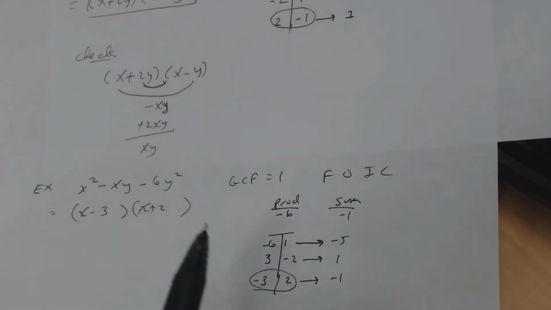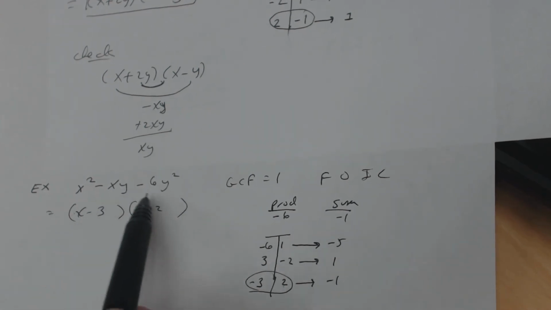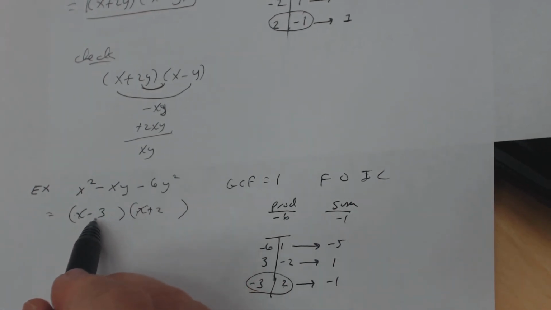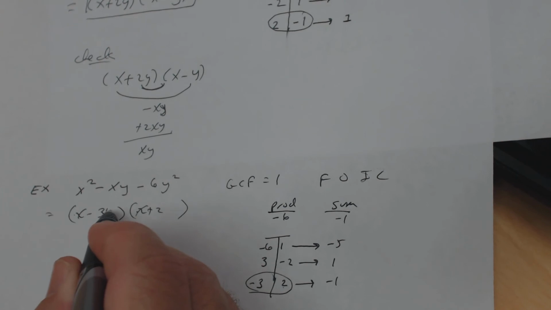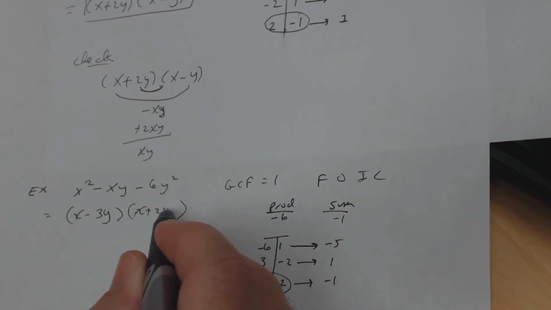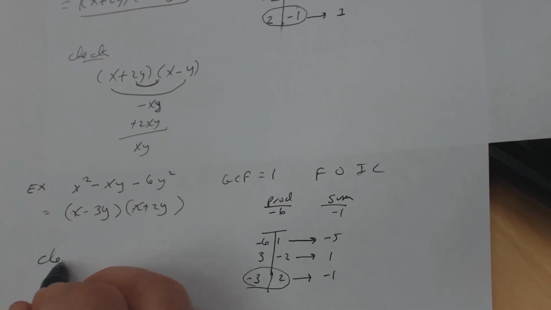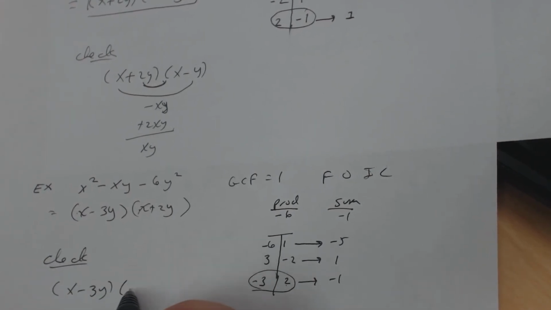Okay, but don't forget, that's not your answer, because if you were to check this, your variable would only be x. In the original problem, you have an x and a y. So you got to remember, negative 3 times a positive 2 is a negative 6, but that's not what I wanted. I wanted negative 6y squared. So you got to put negative 3y, and you got to put a positive 2y. Okay, and in your mind you can check. In your mind you would use a FOIL method to help you.